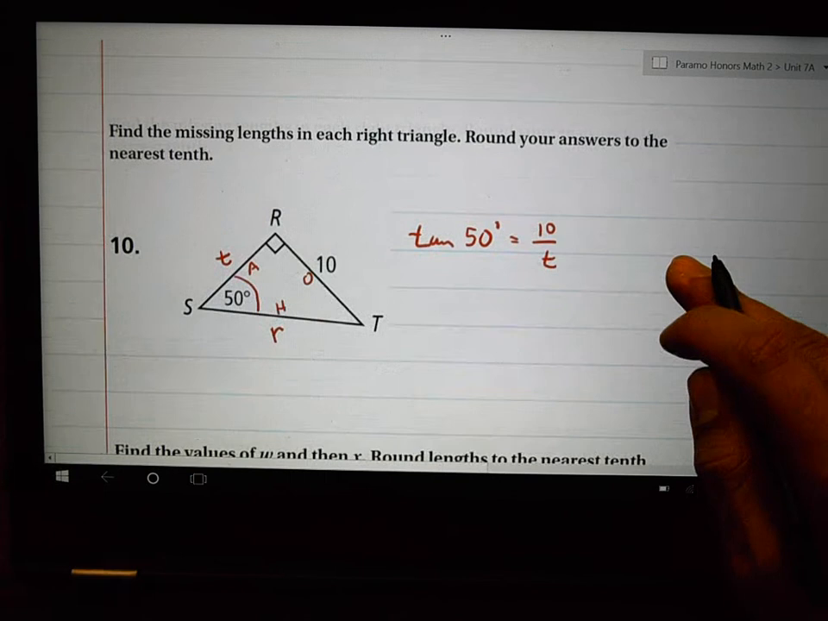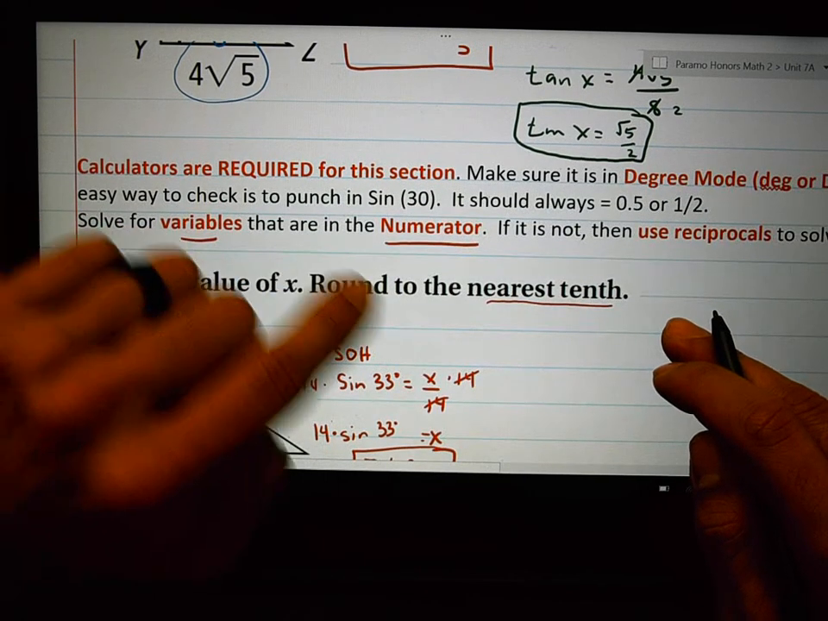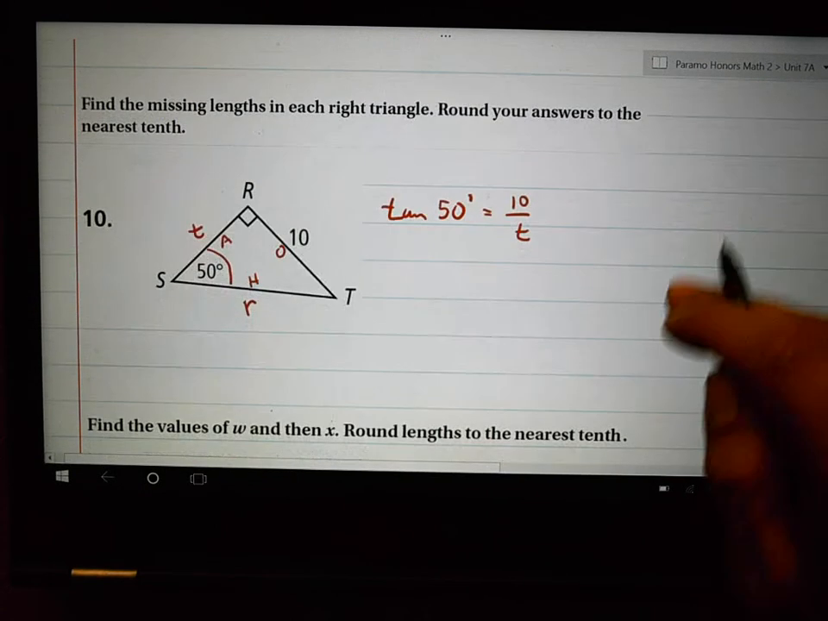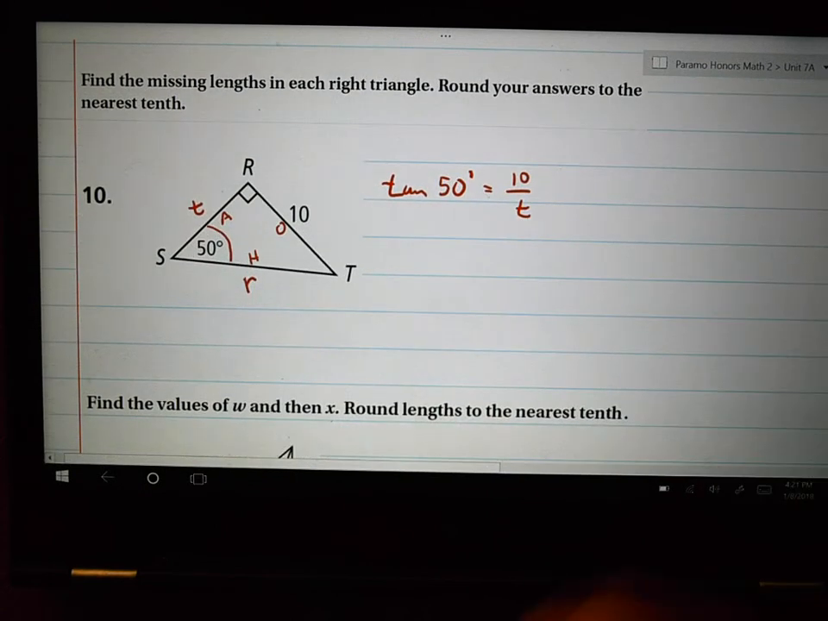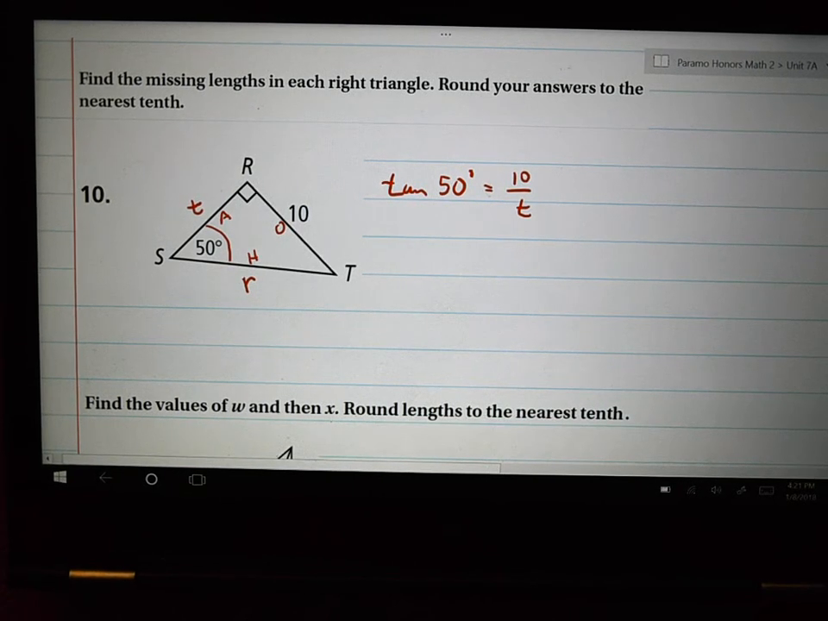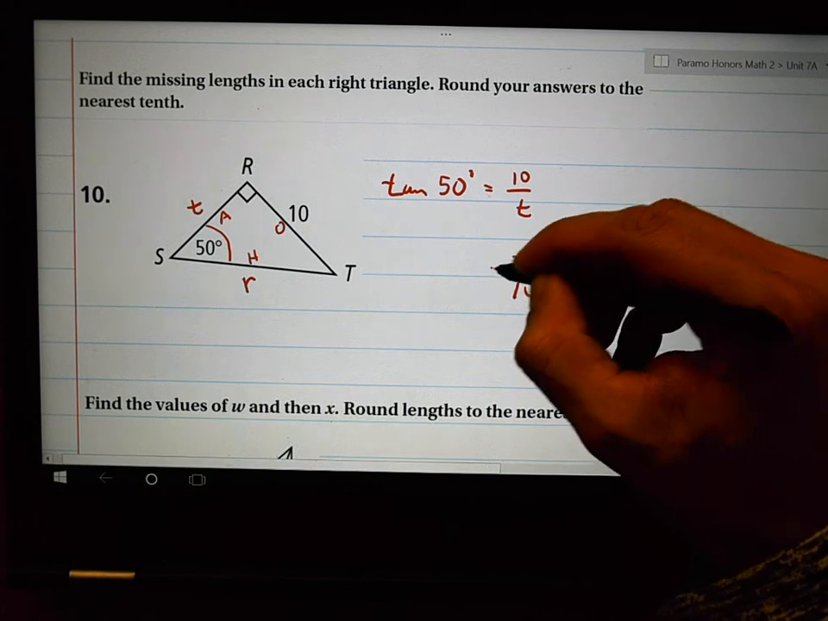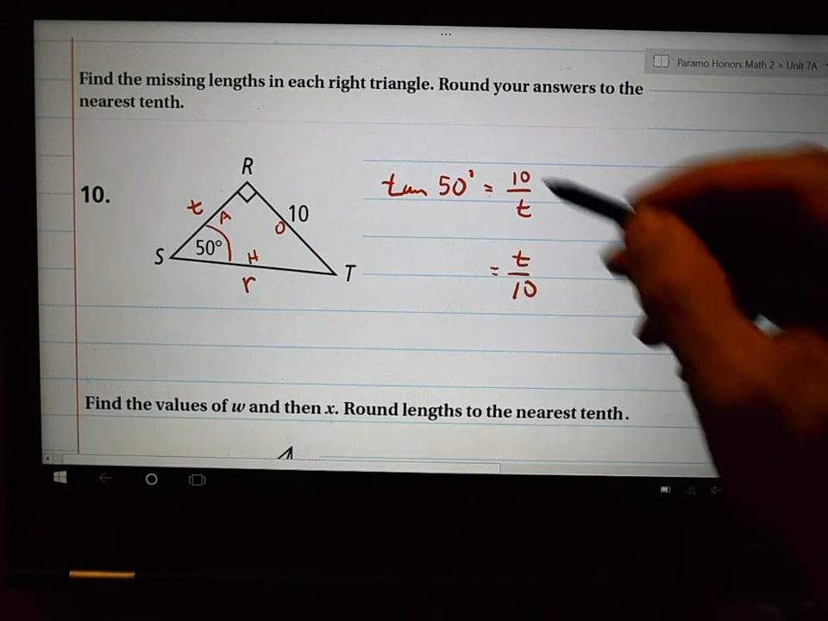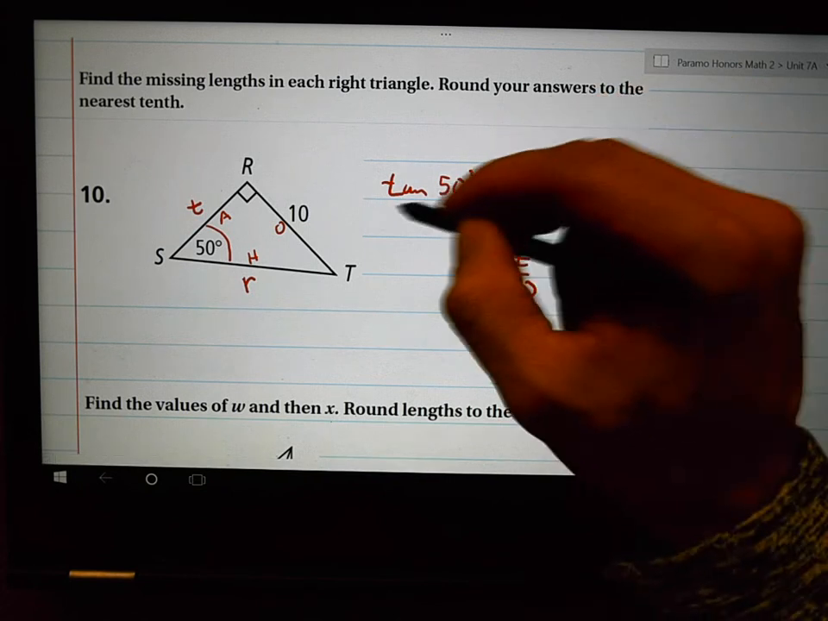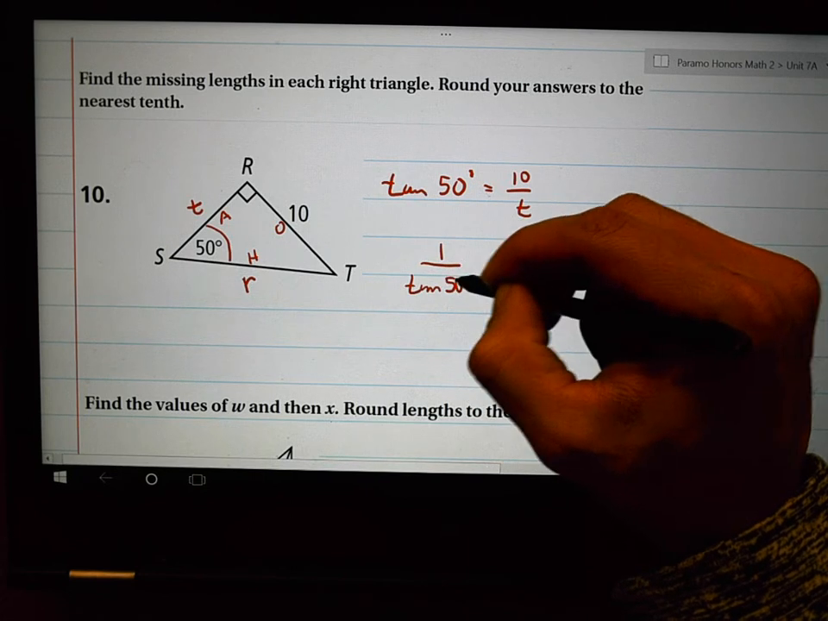And earlier we wrote down something. We said solve for variables that are in the numerator. If it's not, then use reciprocals to solve. Is this variable in the numerator? It's not. So let's use its reciprocal. Flip it. Well, if I flip this one, then I have to flip this one. If you don't know, this is over an invisible 1. It's 1 over tangent of 50 degrees.